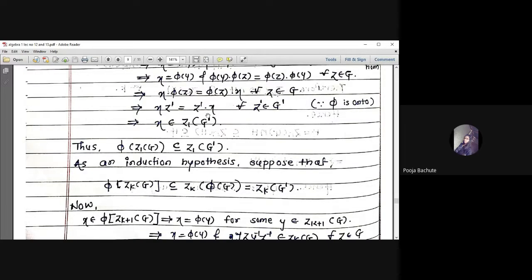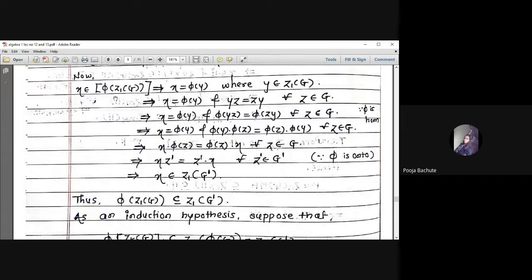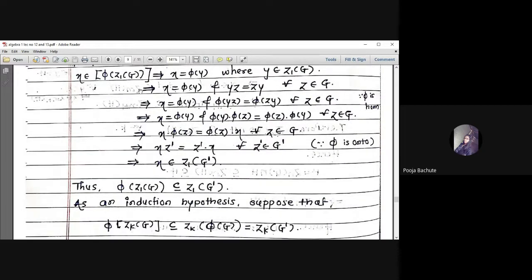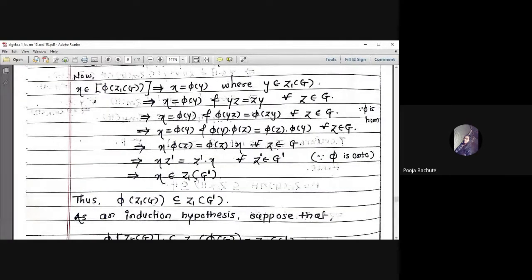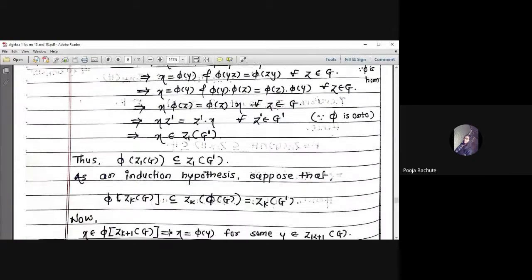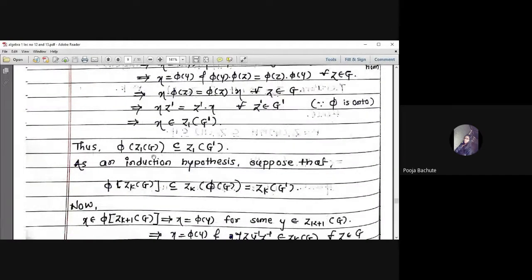we have taken x belongs to phi of z1 of g, and here we get x belongs to z1 of g dash, which means that this is a subset of z1 g dash. Thus we get phi of z1 of g, which is a subset of z1 of g dash.